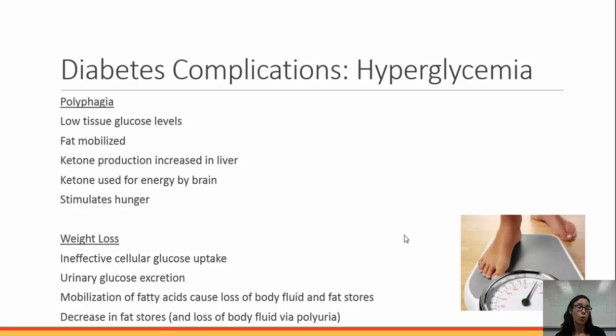Polyphagia: when we have low glucose, even though there's enough glucose in the blood, we can't get it in to feed the cells, and therefore our bodies mobilize fat, resulting in ketone production and utilization by the brain. And this is a signal to stimulate hunger. It's telling the body it's hungry, it needs glucose. Weight loss results from ineffective cellular glucose uptake and increased glucose excretion in the urine from the glucosuria. It also results from mobilization of fatty acids because the cells are starving, so we break down our fat stores.